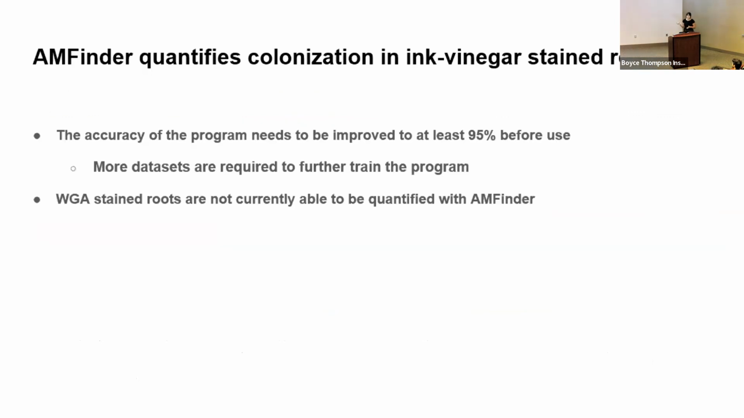So in conclusion, AMFinder is functional. However, the accuracy is not where we need it to be in order for it to be functional for lab use. In order to get the program to 95% accuracy, at which point it will be able to use, we need to compile much larger data sets to further train the program. We are also not currently able to visualize WGA stained roots and quantify them with the program. However, given that an appropriate imaging method is found, we should be able to compile a data set of these images and get the accuracy on those images up to 95% as well.